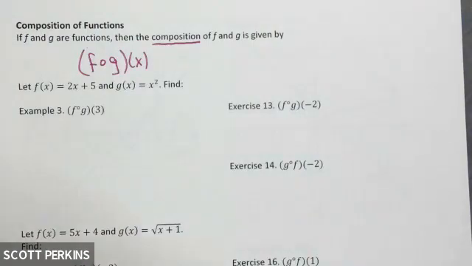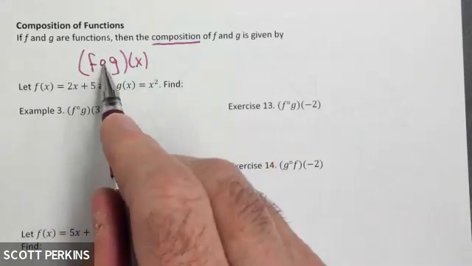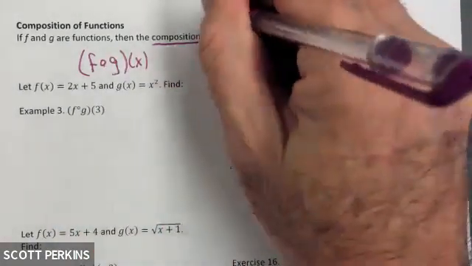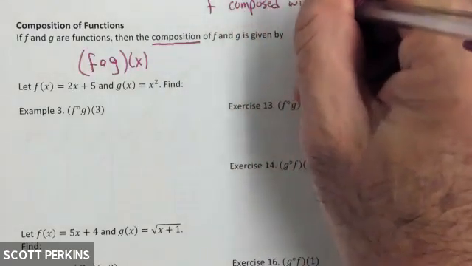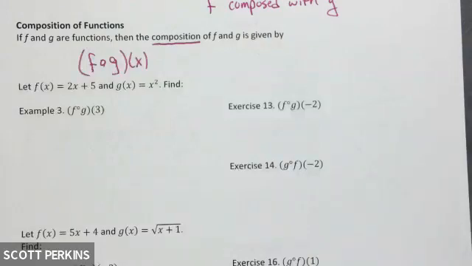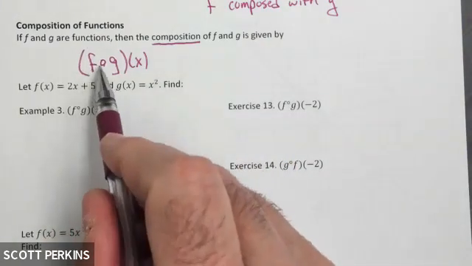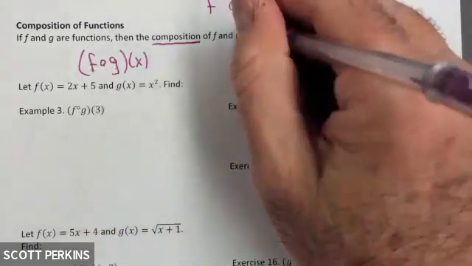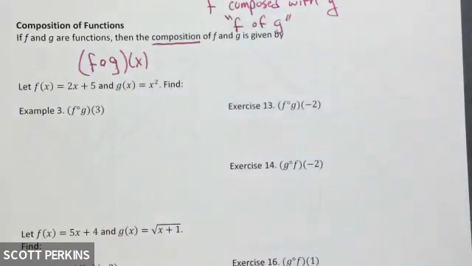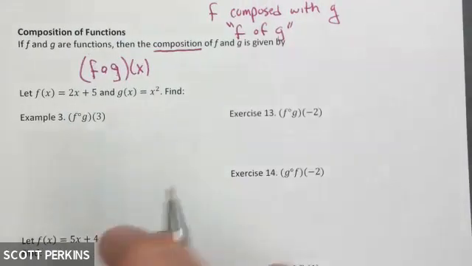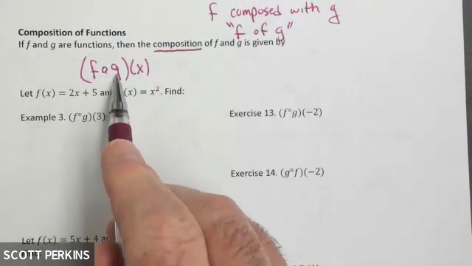So you can read this in one of two ways. You can read this as f composed with g. Or because math people are fundamentally lazy, instead of saying f composed with g, what they'll say is f of g. Okay, f of g. So if I just use the word of instead of saying composed with, that's just the math lingo. So I've got f composed with g of x.